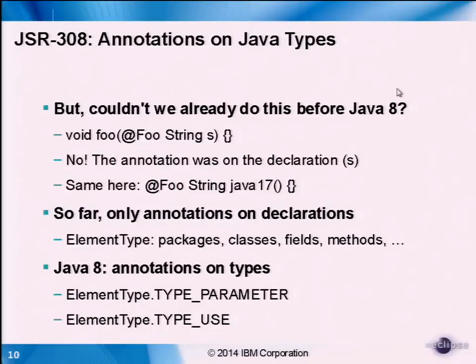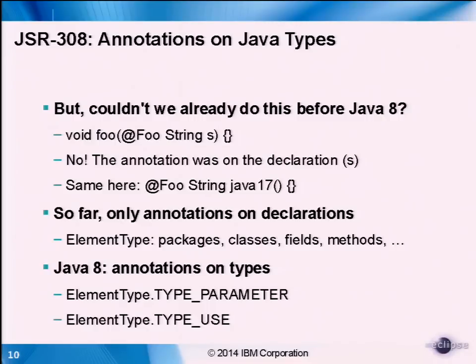Okay, so let's now jump to JSR 308, just quickly. Annotations on Java types. If you look at that code and you never used annotations, you will probably tell me that you could do that before, because you see the annotation before the type and you might think it's just there. Also on the second example. But the fact is, those annotations in Java 7 are on the declaration. So they're on the field declaration or the variable declaration, and they're not on the type itself.